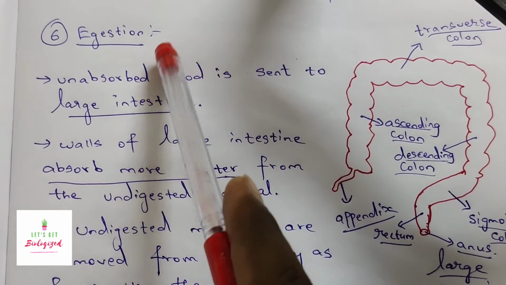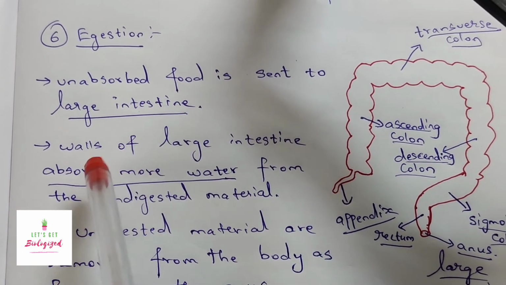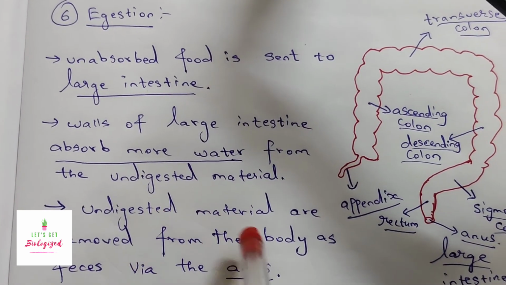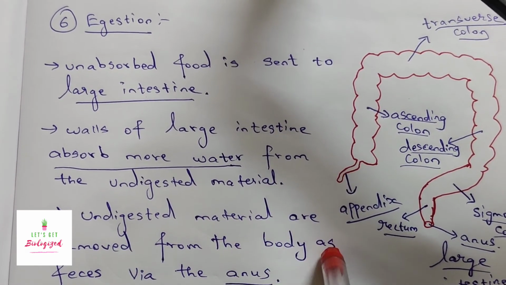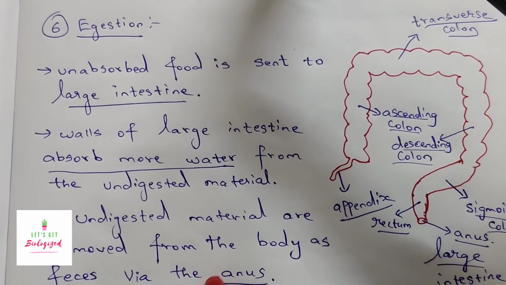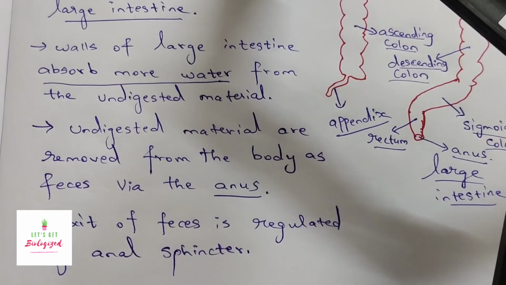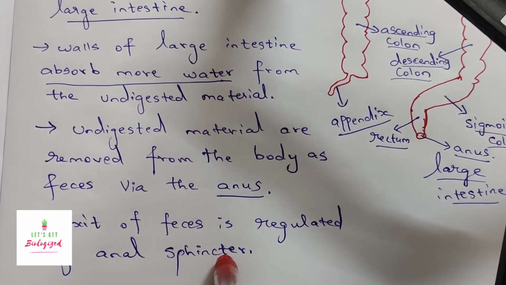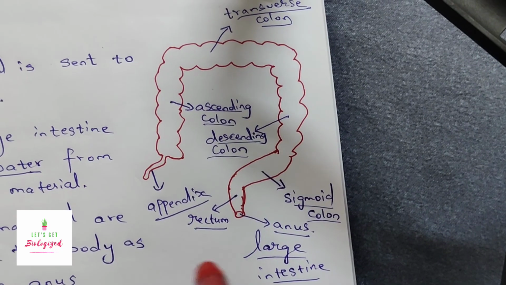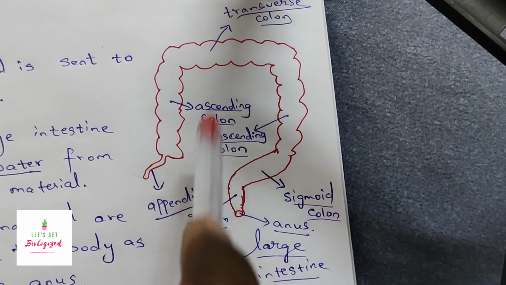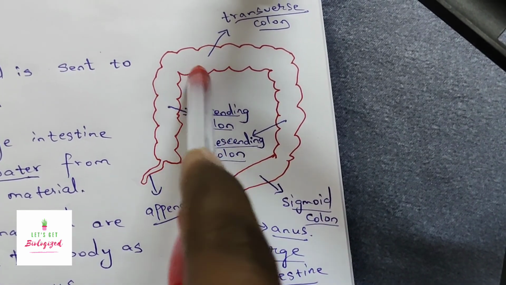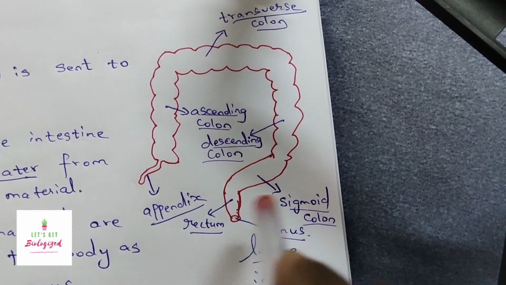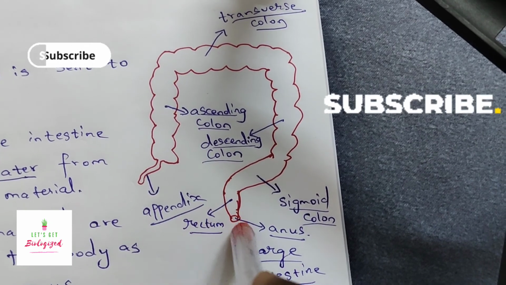And the final process is egestion, where the unabsorbed food is sent to the large intestine. The walls of the large intestine take more water from the undigested material, and this is removed from the body as feces through the anus. The exit of the feces is regulated by a ring of tough muscles called the anal sphincter. The large intestine has the appendix, ascending colon, transverse colon, descending colon, sigmoid colon, rectum, and anus.